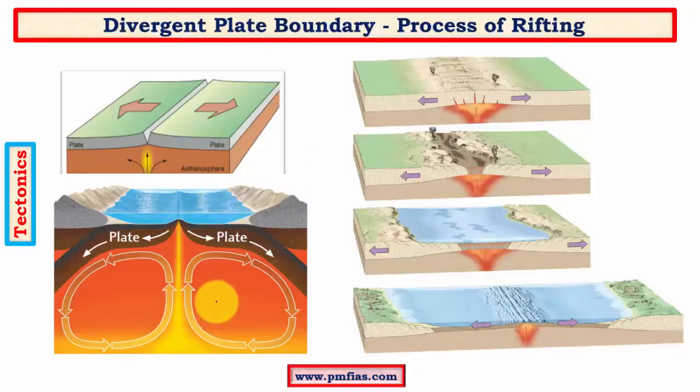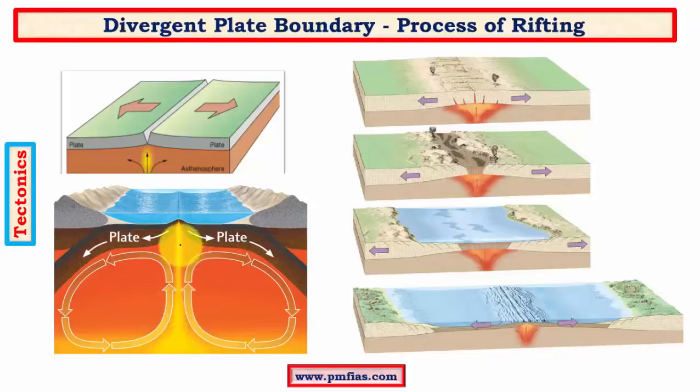Convectional cells are nothing but cyclic movements of magma in the mantle portion of the Earth's interior. This particular movement of magma is the primary force behind the movement of various Earth's crustal plates. And when we have a specific movement, as we can see in this particular figure, where two convectional cells converge, giving rise to rising limbs, it gives rise to a divergent plate boundary.